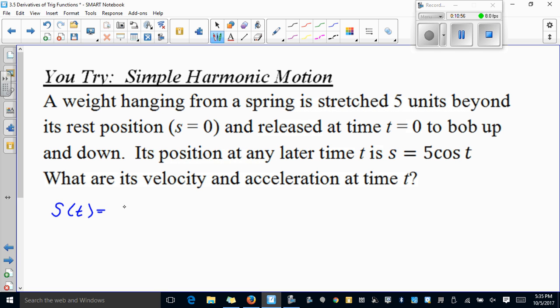The velocity function v of t is going to be 5 times the derivative of cosine. The derivative of cosine is negative sine, so I put the negative in front and then sine of t. And then our acceleration function, whoops, that should be t, is -5 times the derivative of sine, which is cosine. And again, they did not give us any units, so there's nothing more to do here.